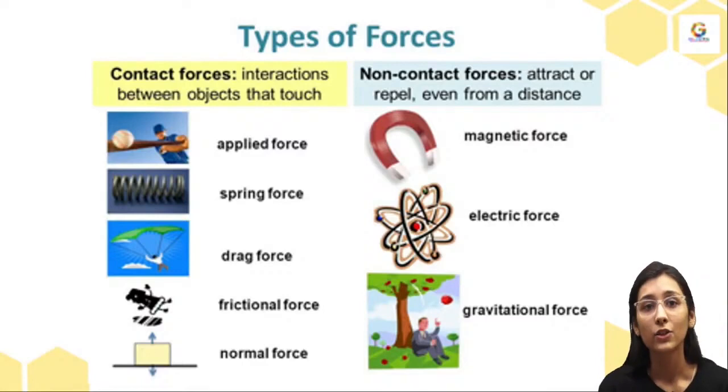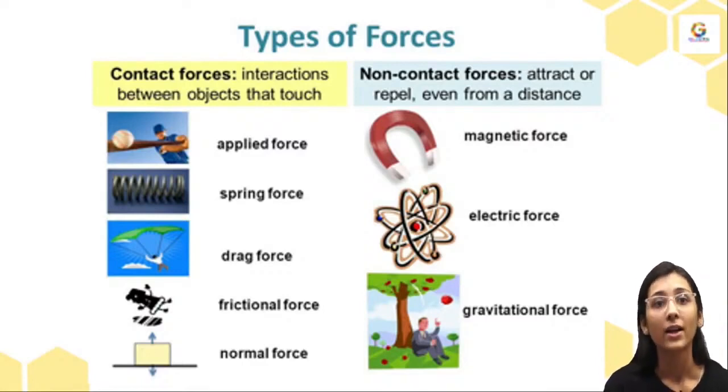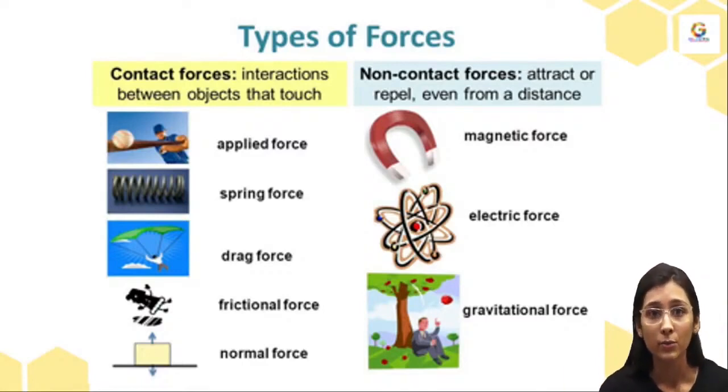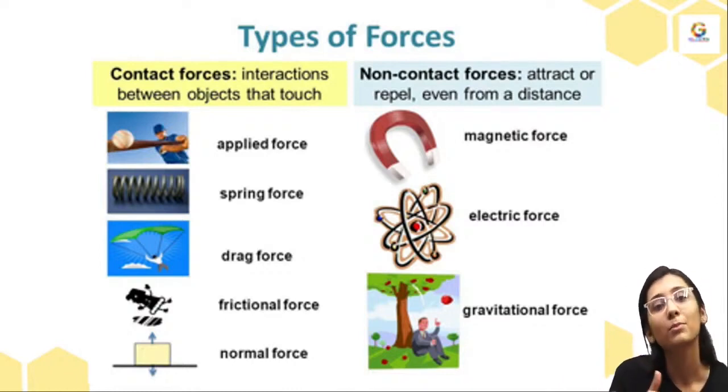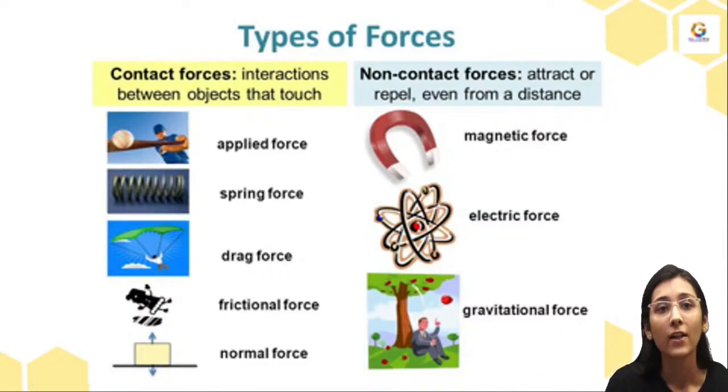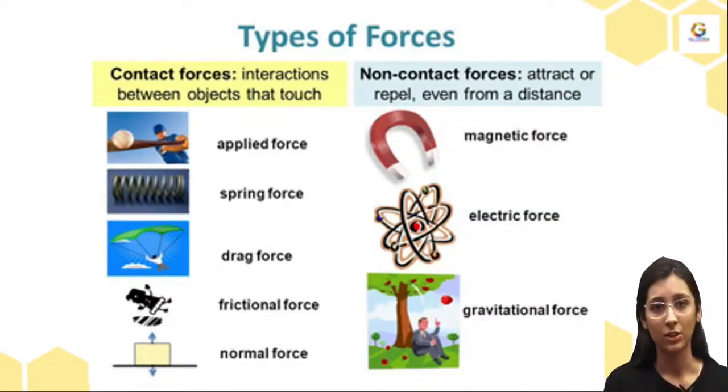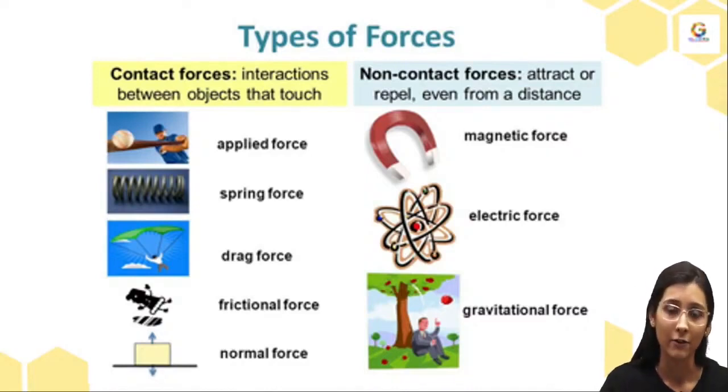In the other one, the non-contact forces, I told you that these are forces where the object which is applying the force and the object on which the force is applied are not in interaction with each other. They are not in contact with each other, but still they are able to make an impact. How? By applying force from a distance. It can be attractive, it can be repulsive, but there is the force. And that is what we know about non-contact forces.